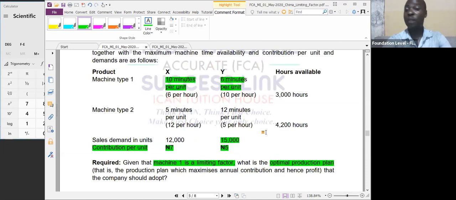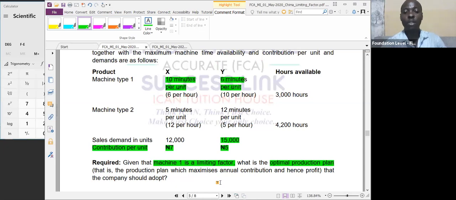Okay? Now that we've done product Y first, our total hours available for machine type 1 is 3,000 hours. 3,000 hours is what is available. And what have we used in making product Y? We've just used 1,500. So we have 3,000 to be maximized. We want to use everything. So it means that if you have only 2 products, product X can only use 1,500. So notice here that in product Y, you are moving from left to right.